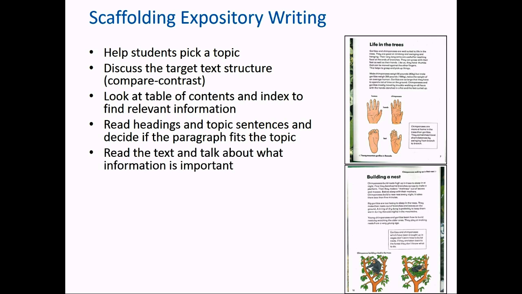Then we also start reading the topic sentences and say, well, is this going to have information that's going to be related to our topic? So this one says they are well suited for their life in the trees. They are good at climbing and swinging and hanging. They've got very long arms. So, it's less related than this weight paragraph. Male chimpanzees weigh 90 pounds, while the gorilla weighs 350 pounds, twice the weight of the average human. They have to spend a lot of time on the ground. So this becomes the paragraph that's more important to our discussion of nest building, rather than the shape of their hands or feet.